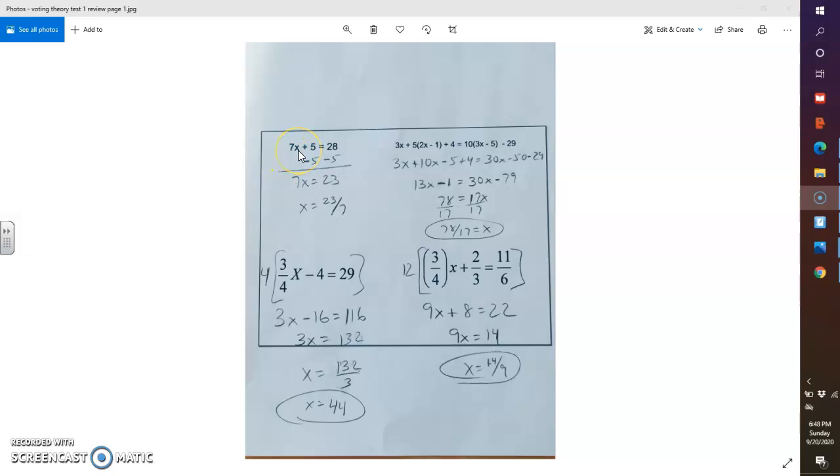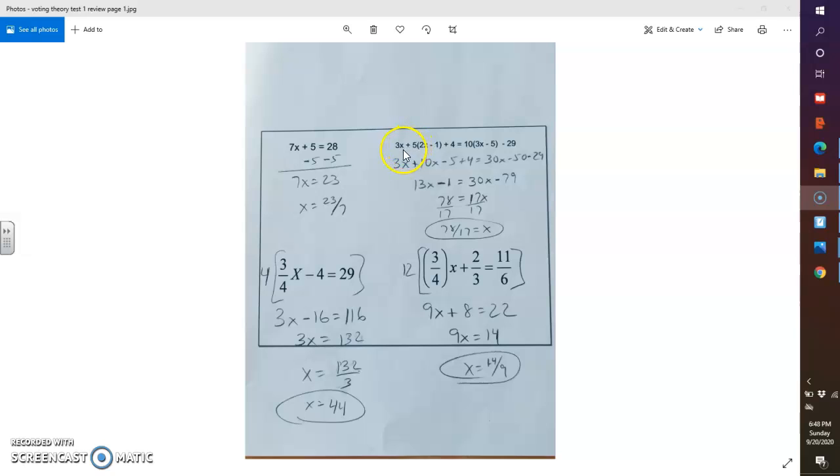All right, so this is the review for the discrete one math test that's going to be coming up this Thursday. So our first one, we're just solving for x, or actually the first four we're solving for x. First one's pretty basic. We subtract 5 on both sides, we divide by 7 on both sides, and x equals 23 over 7. And you can plug that back in and check it.